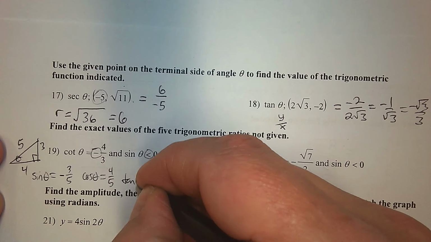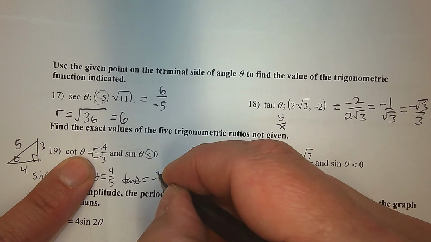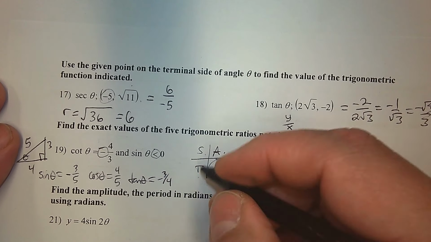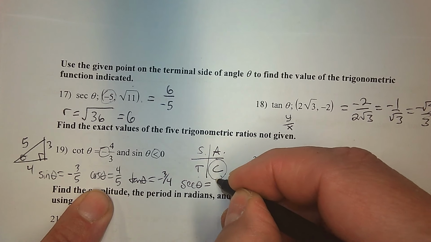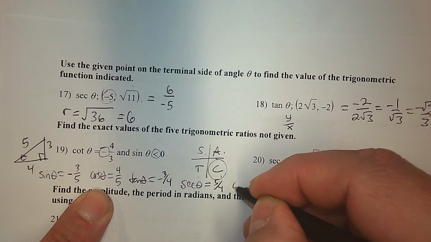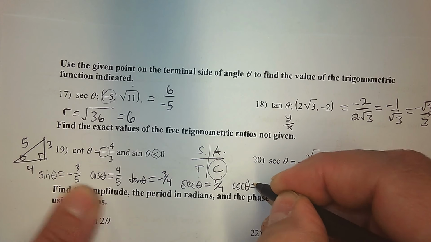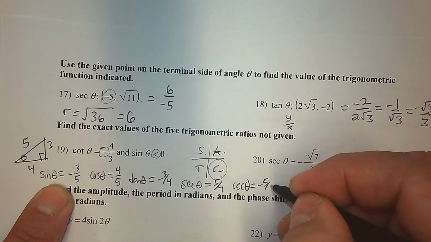Tangent is the ratio of those, so this is negative 3/4. Let's see if I have room. Secant is the reciprocal of cosine, so it's positive 5 over 4. And then cosecant, that's the reciprocal of sine, negative 5 over 3.